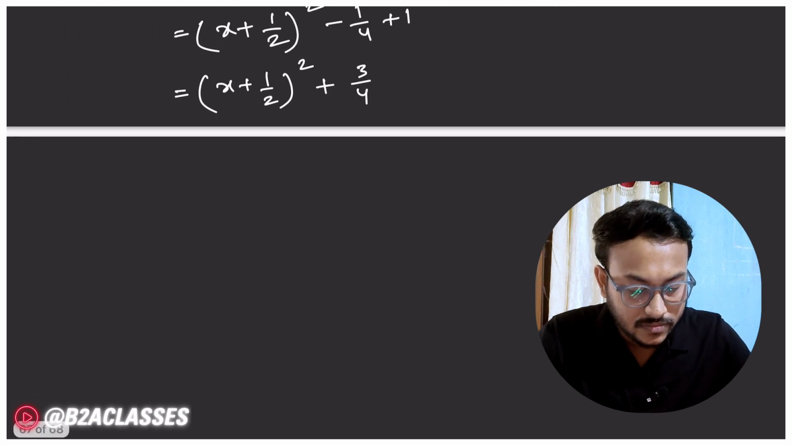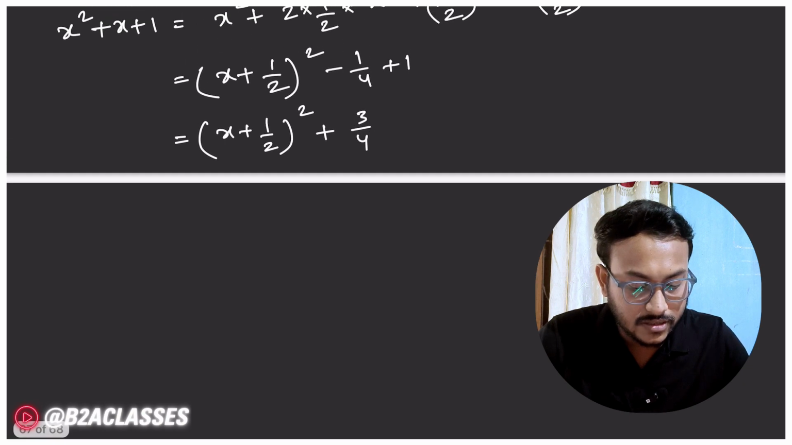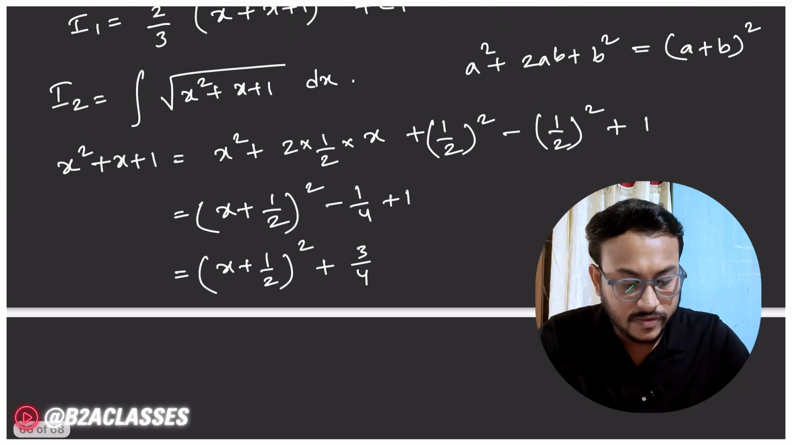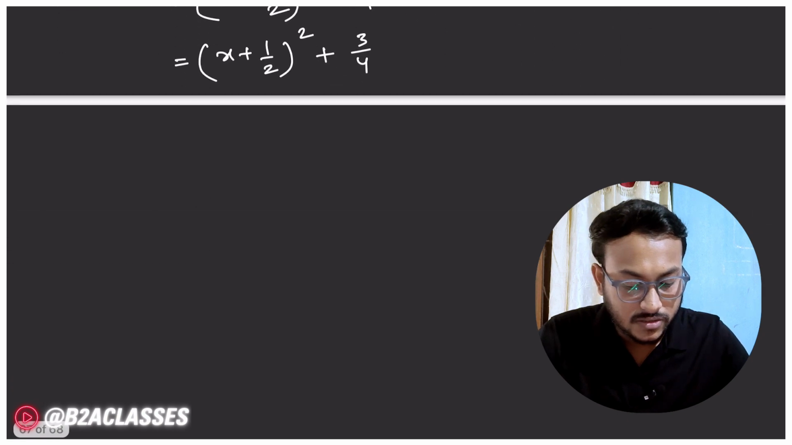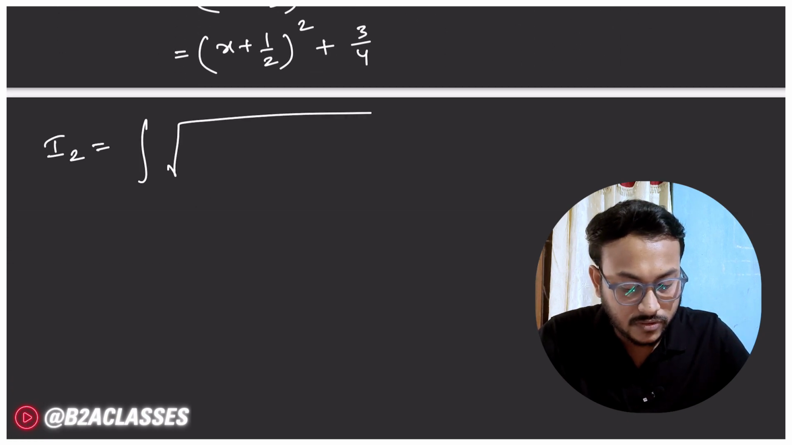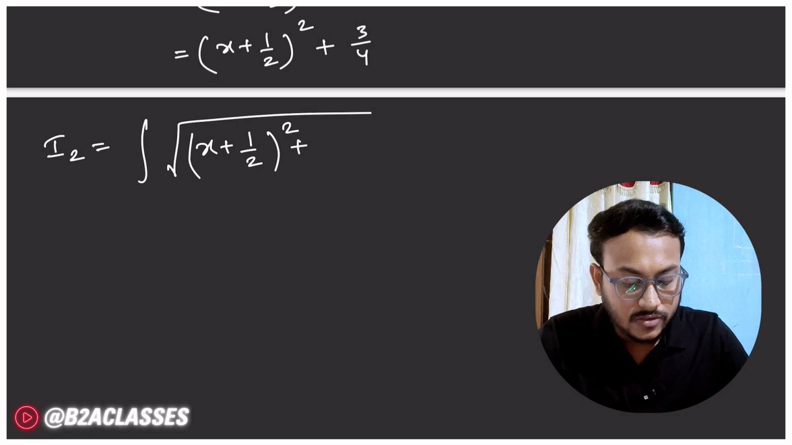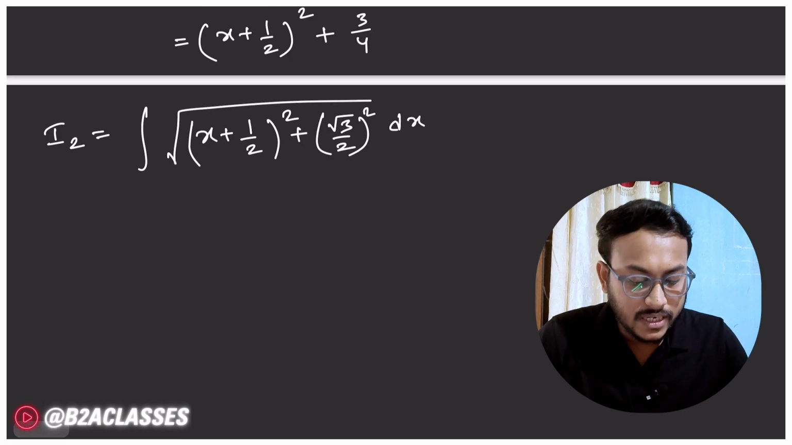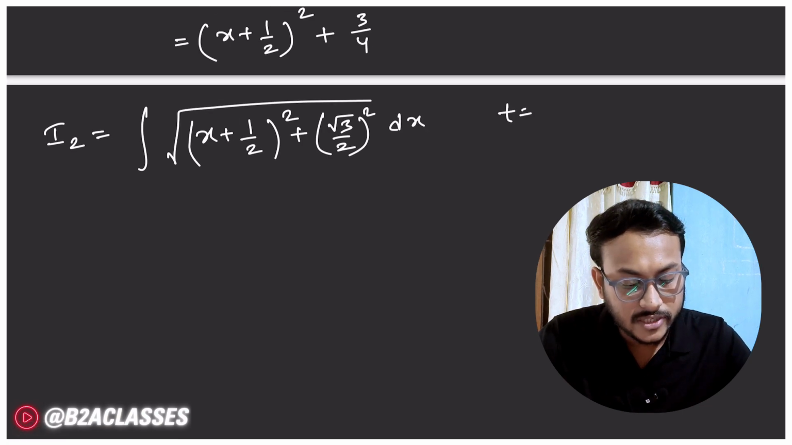Now we have to substitute this in our integration. So we will substitute that here. So I2 will become basically the integration of root over (x plus 1 by 2) whole square plus 3 by 4. So I can write 3 by 4 as (root 3 by 2) whole square. We can also write it like this. So again we will use the substitution method to solve this integration. So we will assume t equals x plus 1 by 2.